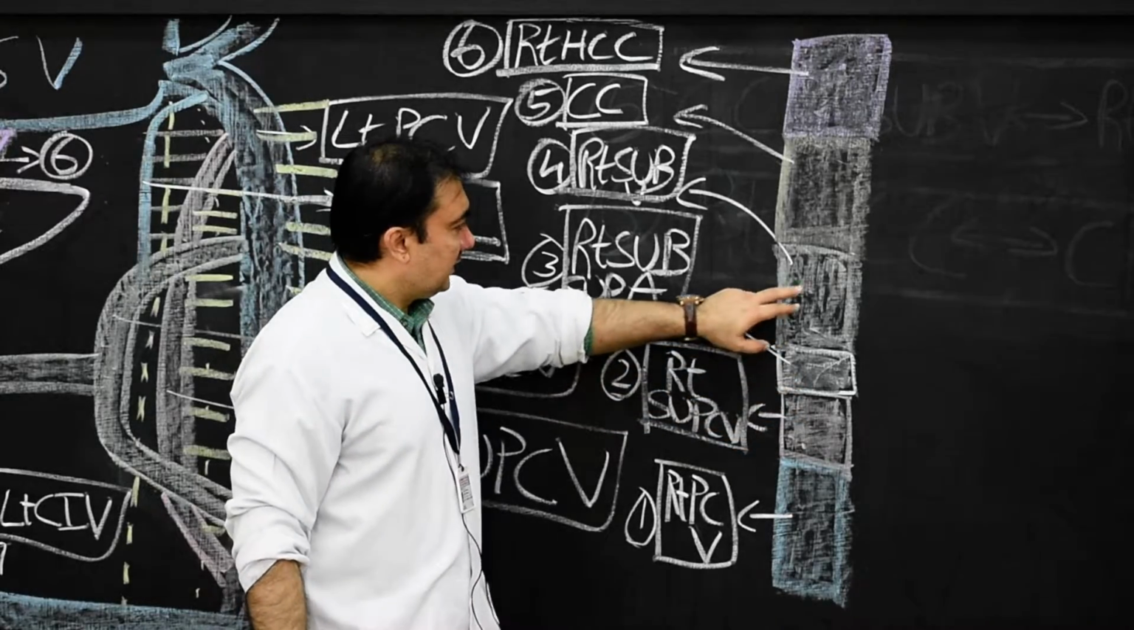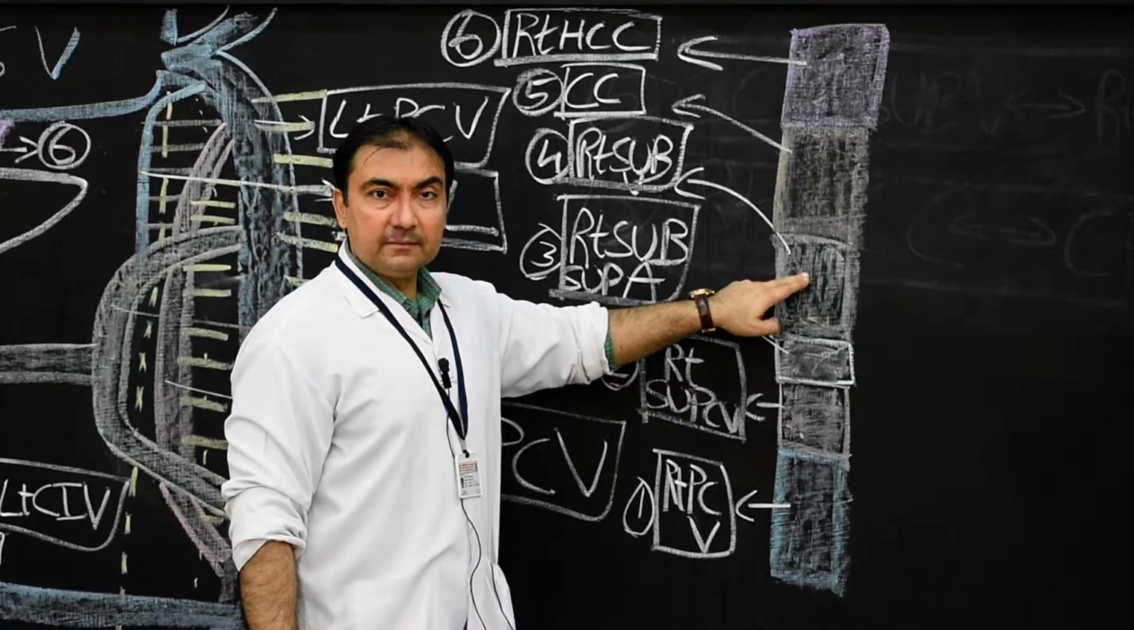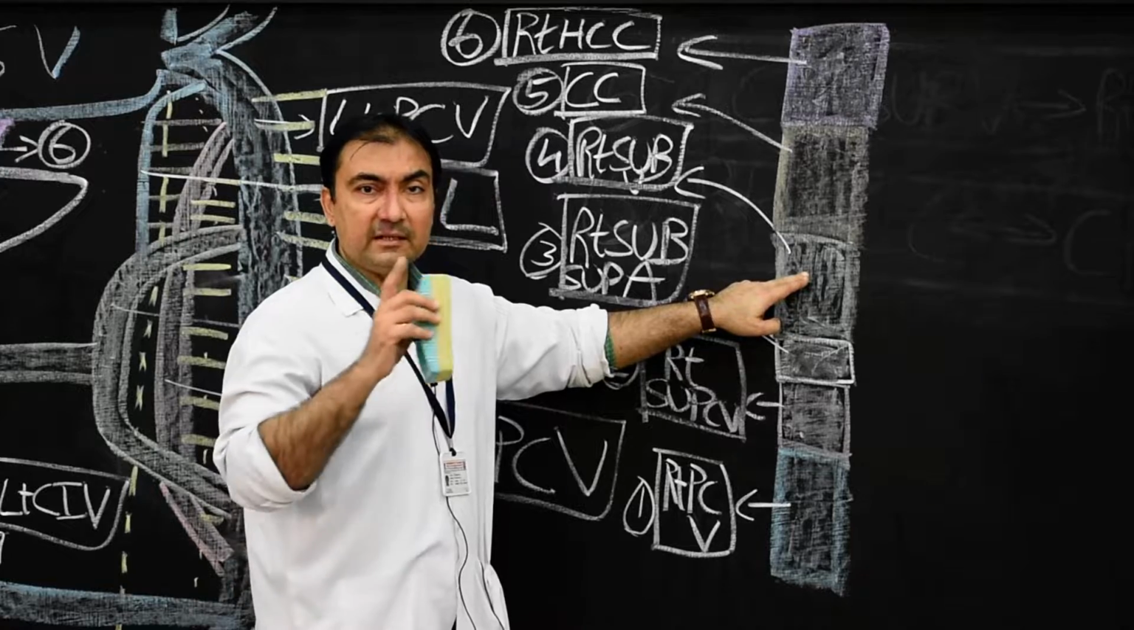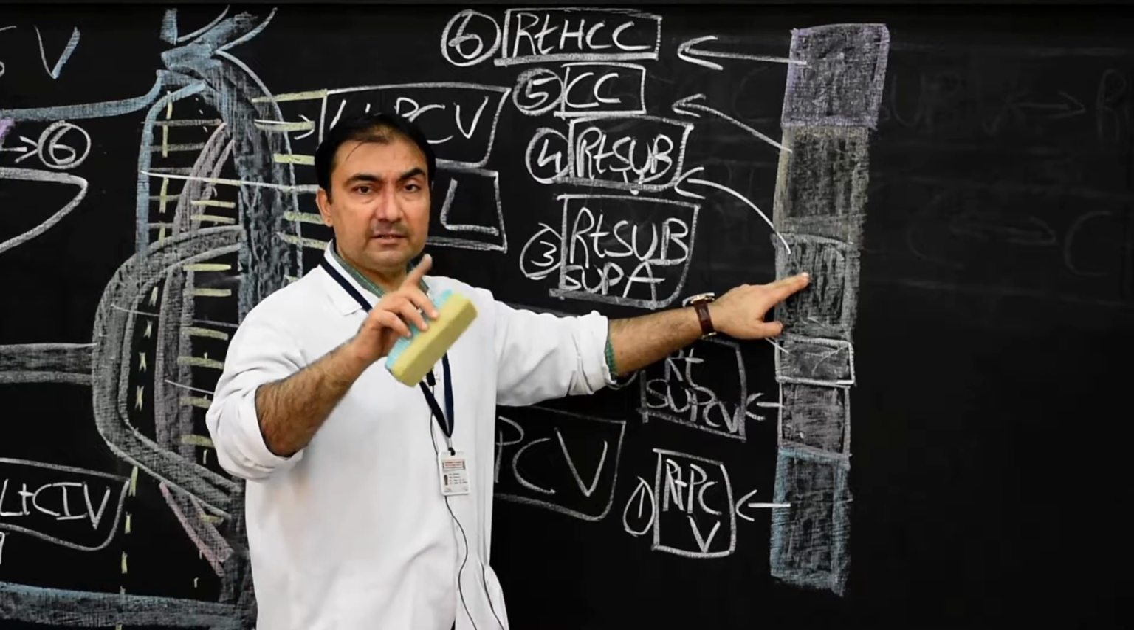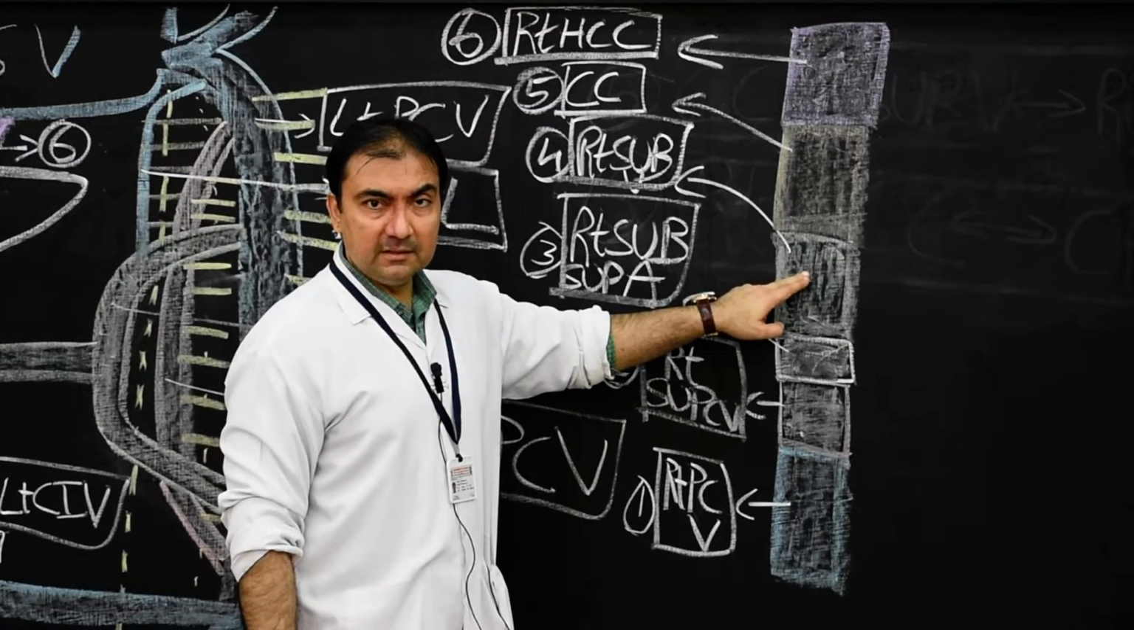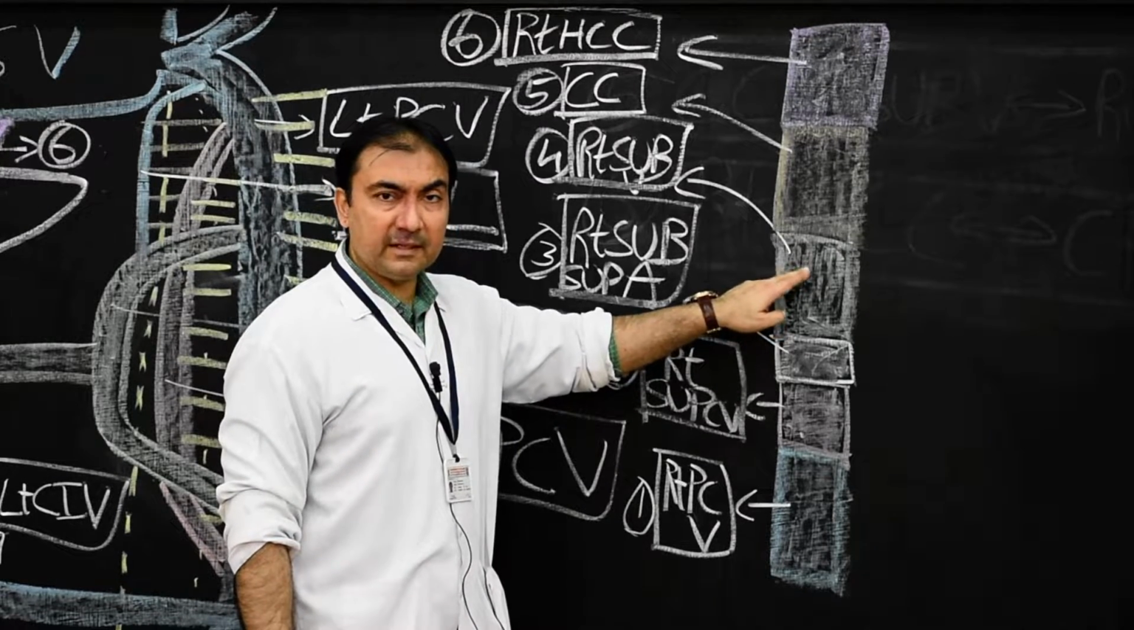Second point. Right subcardinal vein. This is known as the renal segment of inferior vena cava, in which there will be drainage of renal veins and suprarenal veins. So, which is the renal segment of inferior vena cava? Right subcardinal vein.